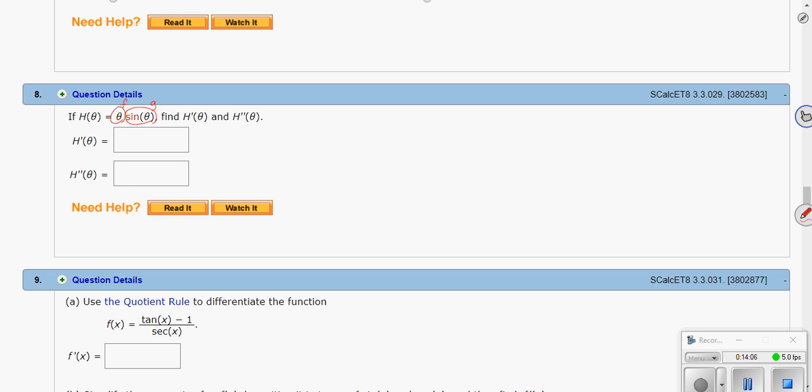So f prime is going to be just 1, because you could rewrite this as x times sine x. Again, this is my f, this is my g. So f prime is 1 times g, plus f times g prime. Well, that is cosine. Really we need to put it back in theta. This is sine theta plus theta times cosine theta. That would be h prime.